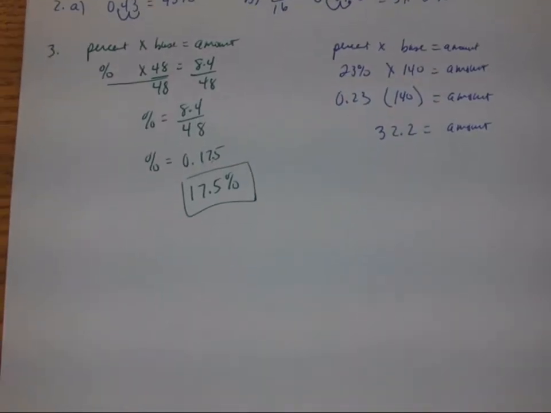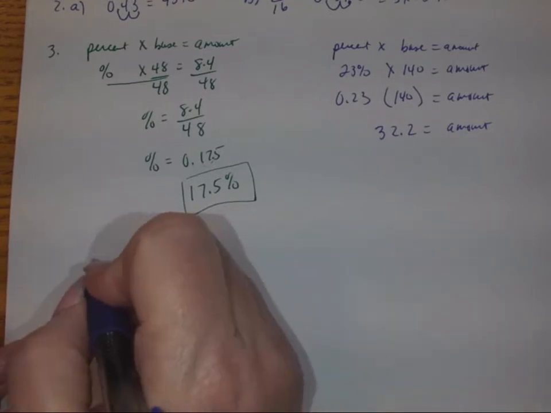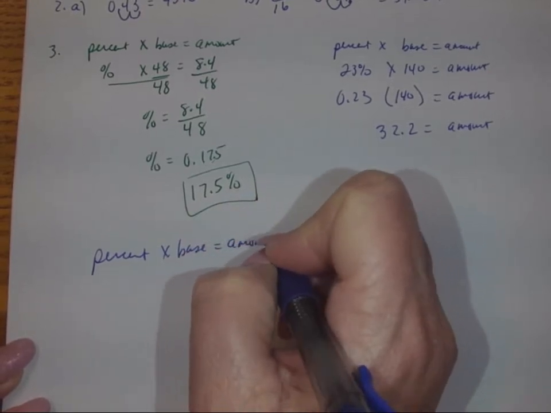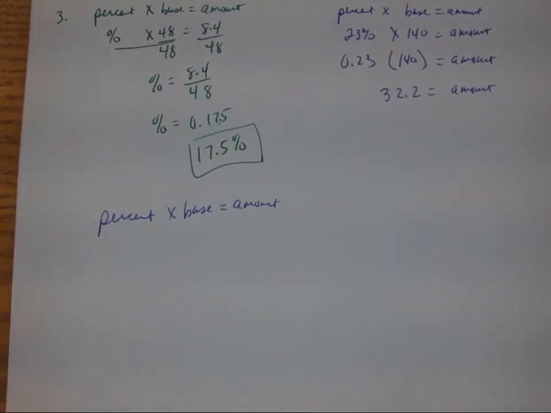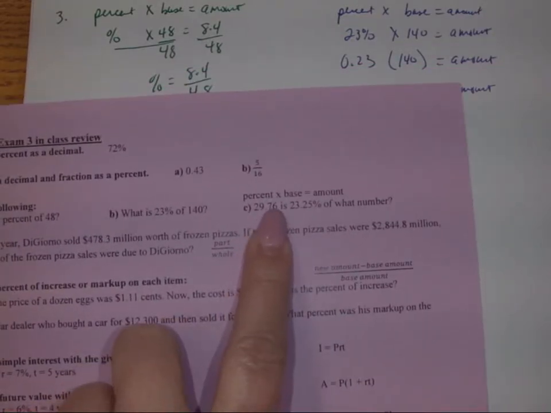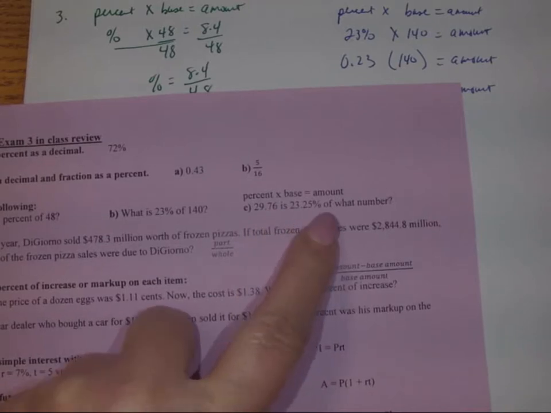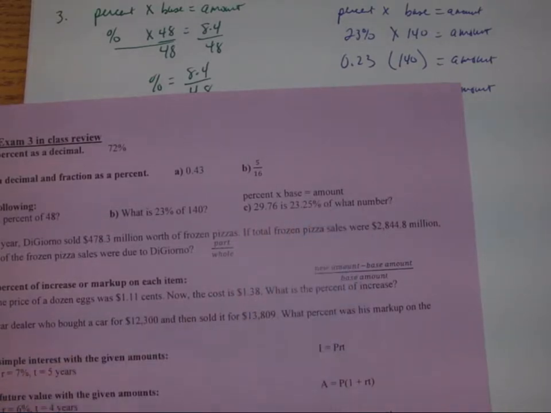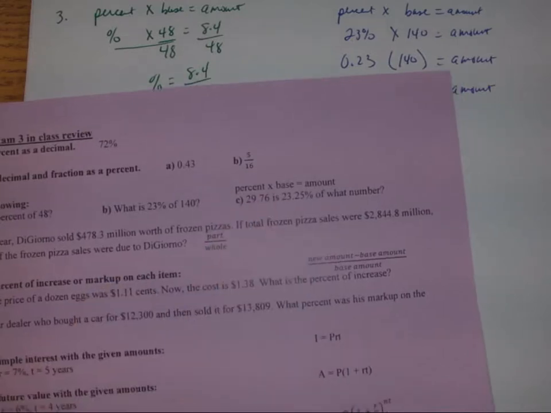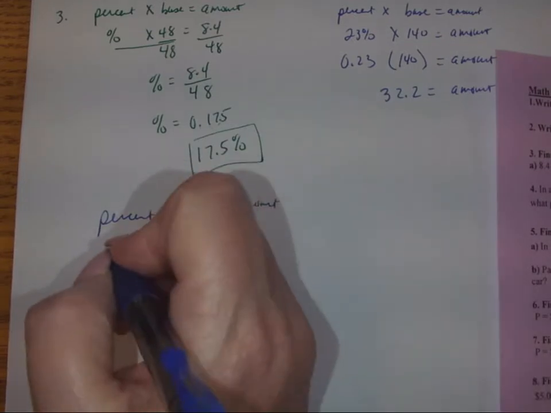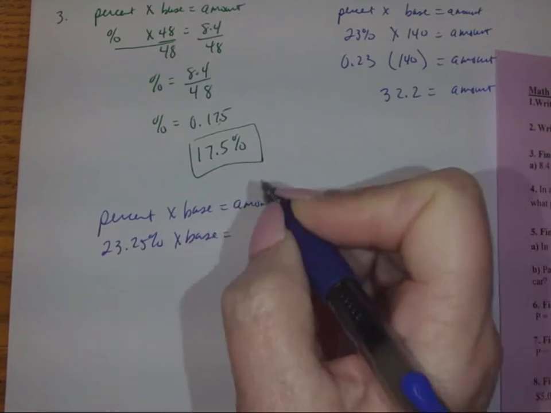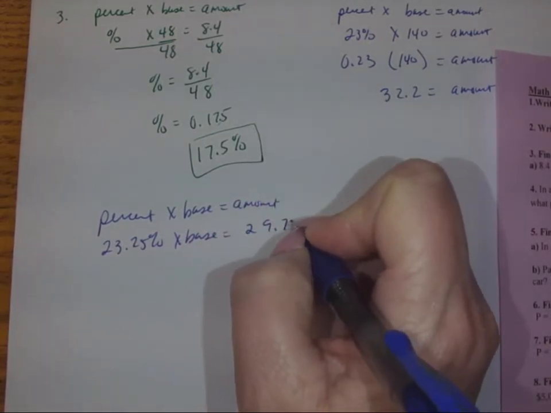All right, we have one more of these. So we're looking at, again, percent times our base is equal to the amount. So percent times base, so we've got 29.76 is 23.25% of what number? Of what number? That is going to be your base. The is that amount, and that's our percent. So we're going to have 23.25% times the base is equal to 29.76.